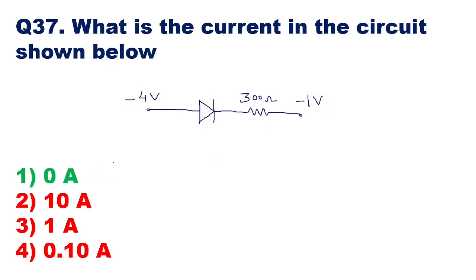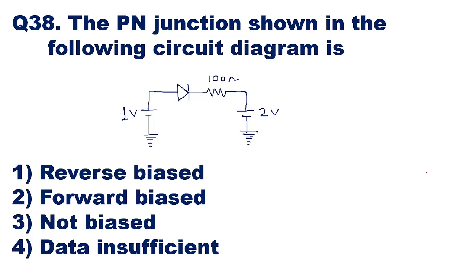Then we'll go to the next question. Question number 38. So here it says that the PN junction shown in the following circuit diagram is as follows.